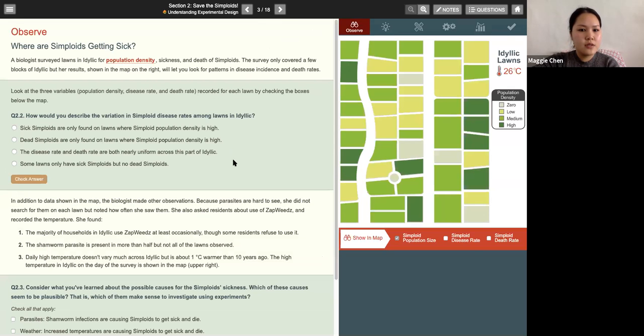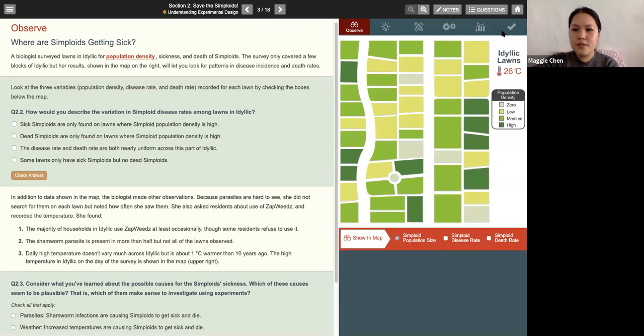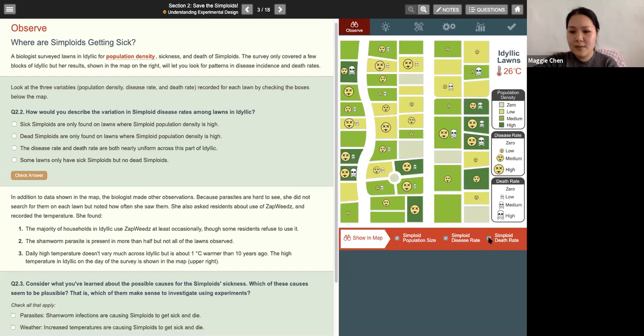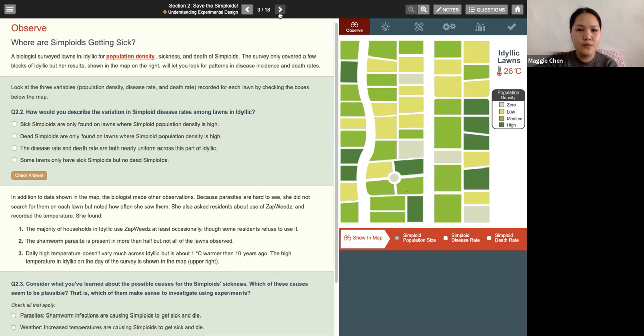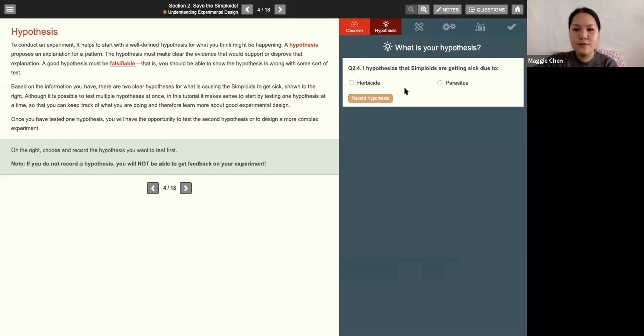As we go through, you are looking more at different trends too before you form your hypothesis. So on the side, there's another plot where as the color increases, the population density also increases. So the darker the color, the more symploids live in this plot of land. You can also track symploid disease rate, symploid death rate, and see, is there a relationship between the two?